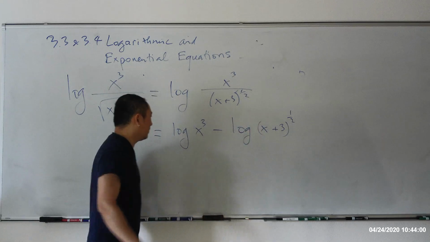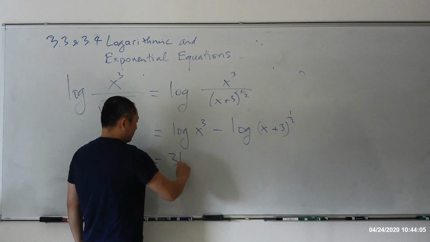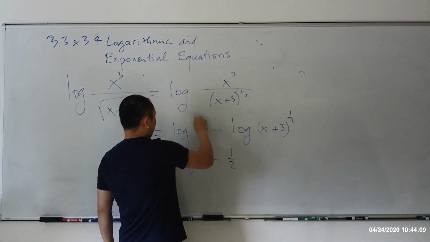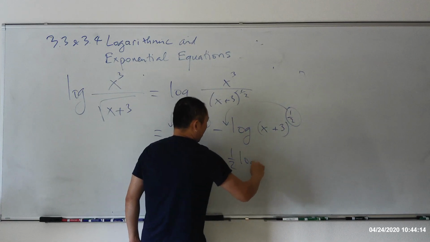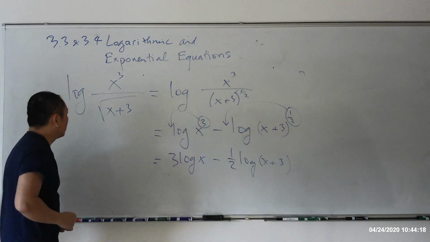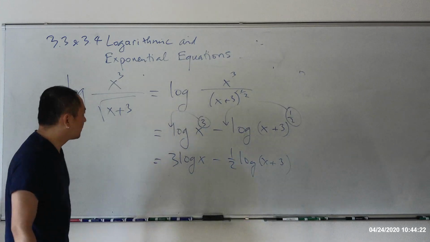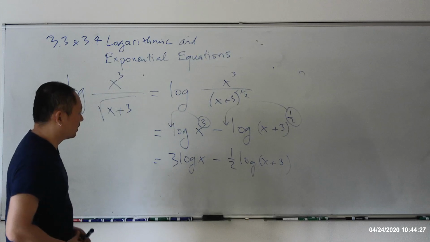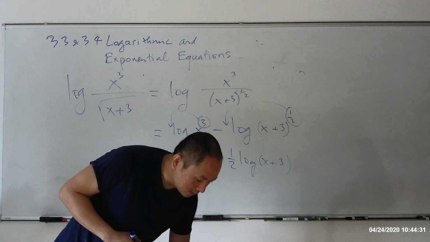What can we do with the exponent? We can bring the exponent out in front. So this is 3 times log x, minus 1/2, bring it out, log of x plus 3. And I think this problem required x to be greater than negative 3, greater than 0 would be good enough. The book didn't say anything.